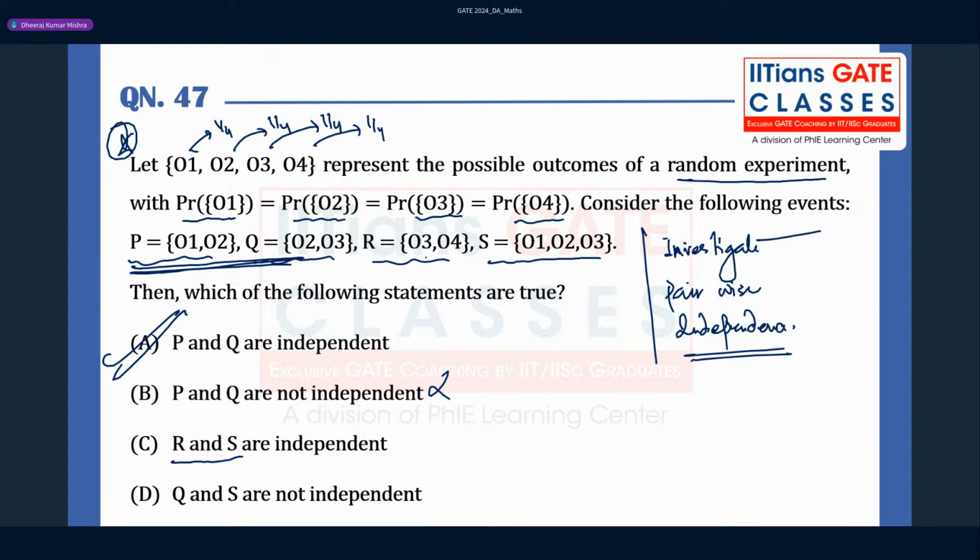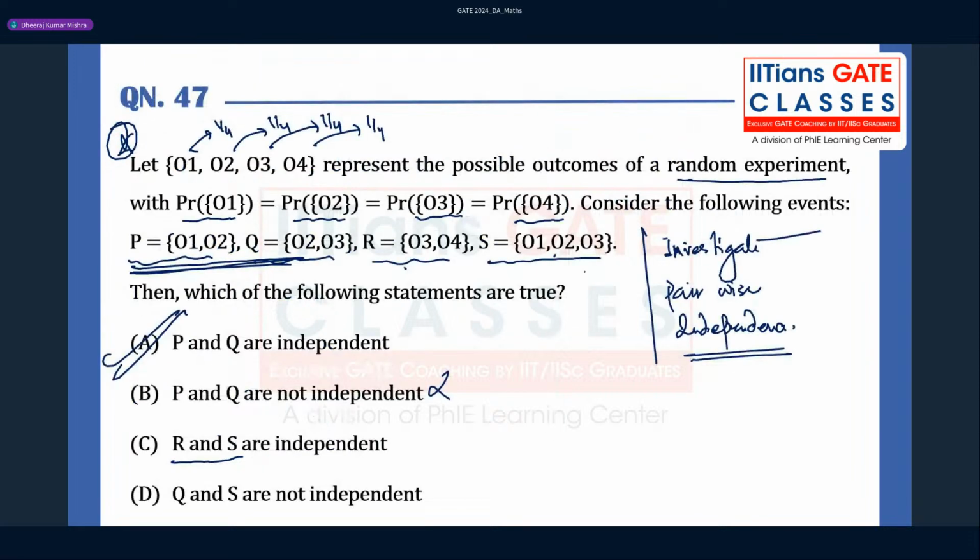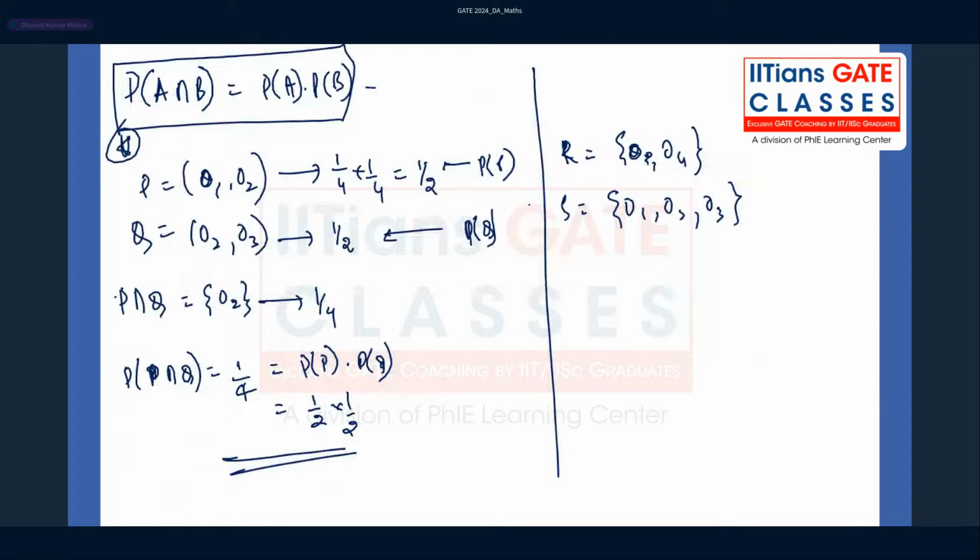So let us take R and S. This is R, this is S. So take R. R is given as the event O3 and O4. A lot of patience is needed, guys. And this is very important for all the branches, not only for one branch. So R and S: O3, O4.